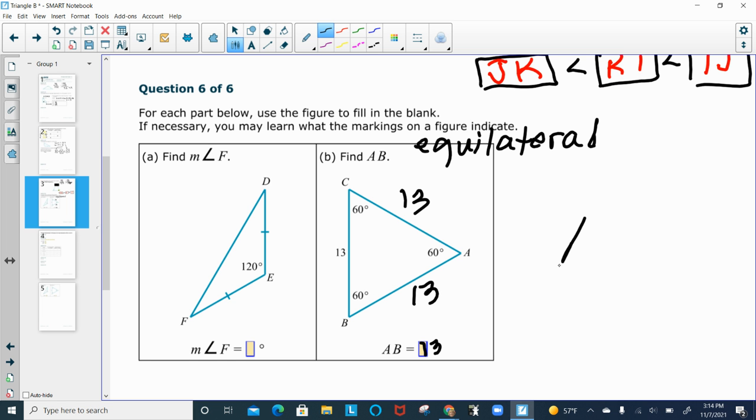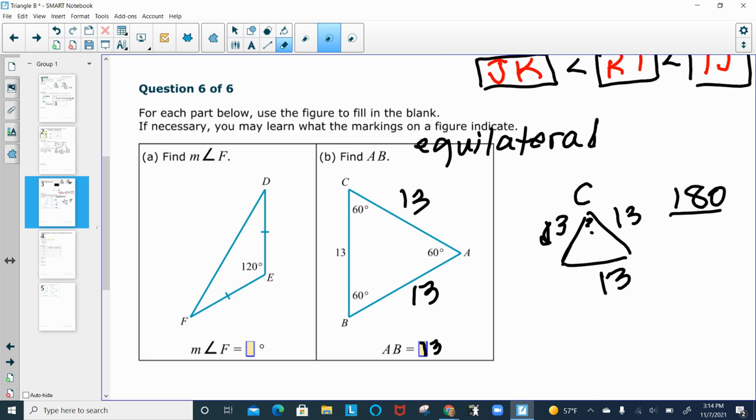Now, if they showed you something like this, where they gave you 13, 13, and 13, and they said, find angle C, and they went the other way, well, then you could say to yourself, okay, all of these sides are the same length, so the angles must all be the same. So I'm going to split 180 up evenly among the 3 angles, and get 60. And that's where that 60 comes from. So it works both ways. Equilateral has the same number of degrees, 60 degrees for each angle, and it has the same length on all three sides.